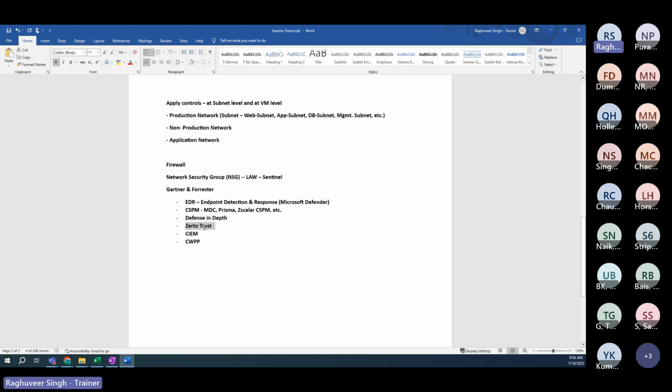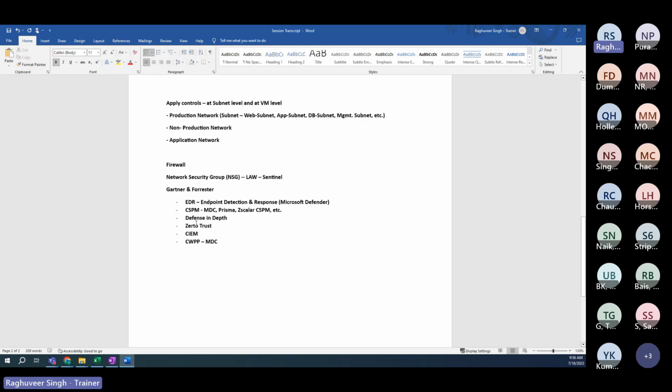Zero trust says don't trust anybody. Don't even trust your colleague. Don't trust your manager. Don't trust your junior. Always verify. Assume that the breach has happened. Don't give administrative access to anyone; provide it on a time basis. CIEM is more about identity and entitlement management, that is, how you manage the identity lifecycle. CWPP is Cloud Workload Protection Platform, which Microsoft Defender for Cloud is also one of.